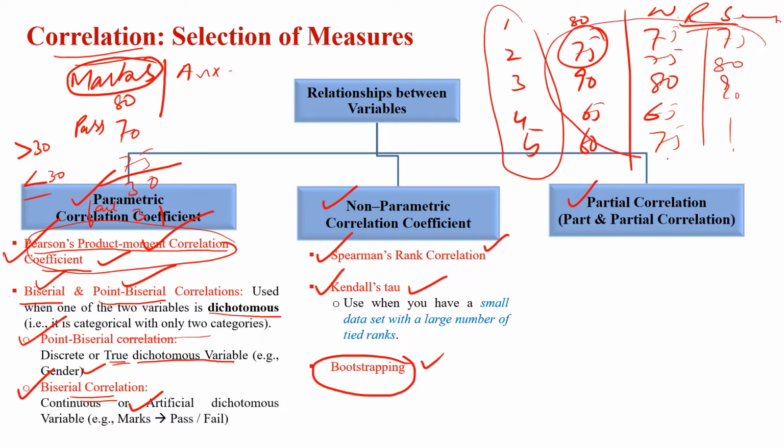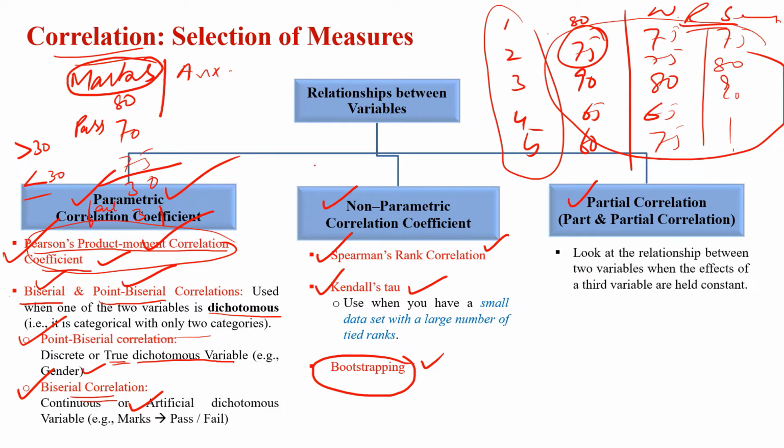And based on this data, which we have increased from 5 to maybe 1000 or 10,000, that data may start following the normal distribution. So with the help of bootstrapping we can apply the non-parametric correlation coefficient, or even apply the parametric correlation coefficient. Okay, so all these techniques are bivariate correlation coefficients.